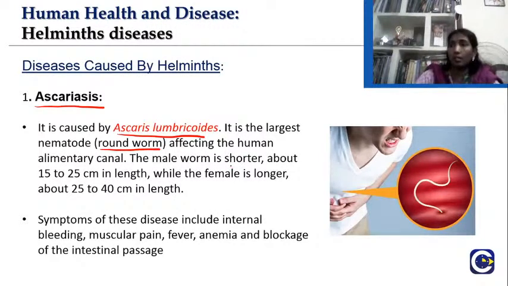The female is larger, that big, ruler size, 25 to 40 centimeters. So what is the exact scenario they are going to do? Now we have the various ways of manifestation of this disease. The larva can affect the lung tissue and cause pneumonia. It's not a joke when I say worm infestation.